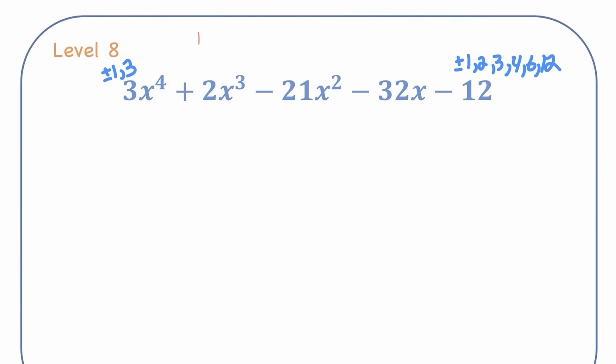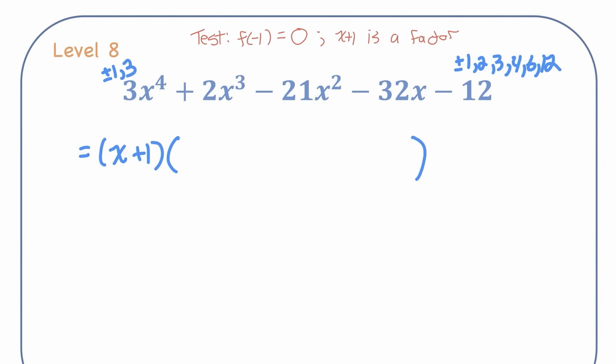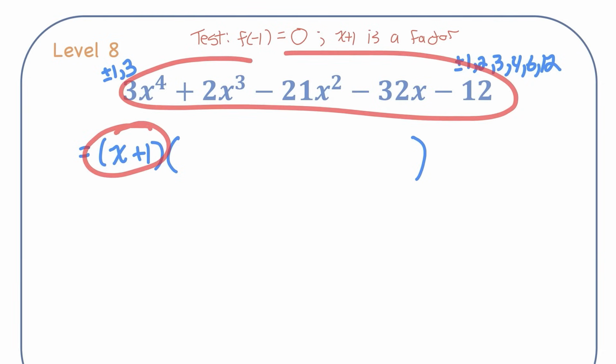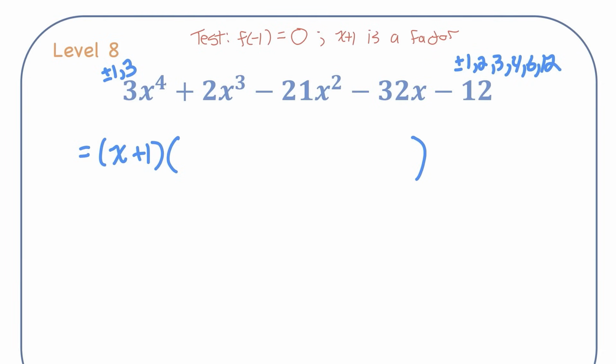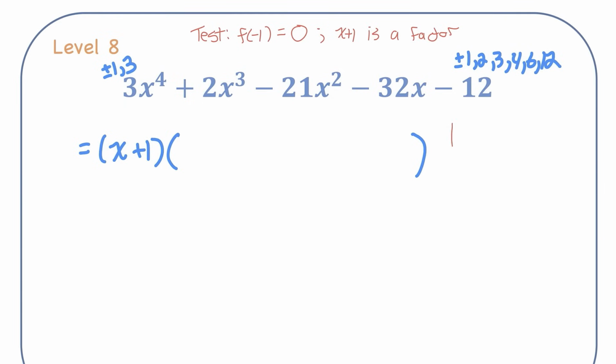Let me do a quick test. I'll call this function f at x. If I subbed negative 1 into that function for x, it would make it be equal to 0. So that tells me that x plus 1 is a factor. So I know this expression can be factored to x plus 1 times whatever the quotient is when I divide this by x plus 1. And I can do that division using a method called synthetic division. I'll set up a synthetic division table off to the side.